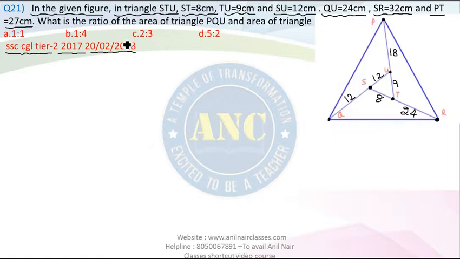Next, your question is, what is the ratio of the area of triangle PQU and the area of the other triangle? What is the other triangle, sir? One minute, let me check it out, because the diagram is closing off here. Area of triangle PTR, I think. Yes, it should be PTR only. Triangle PQU and triangle PTR. This area ratio is what I require in the question.